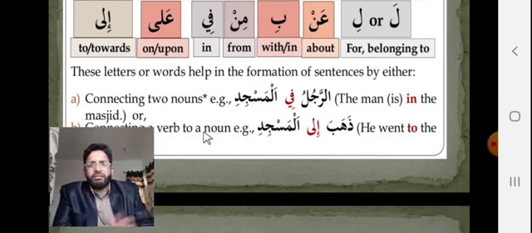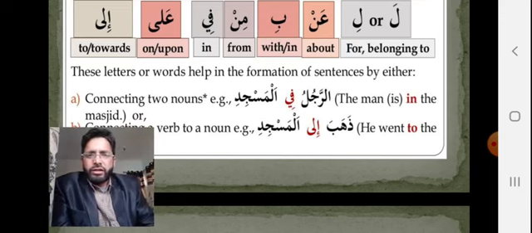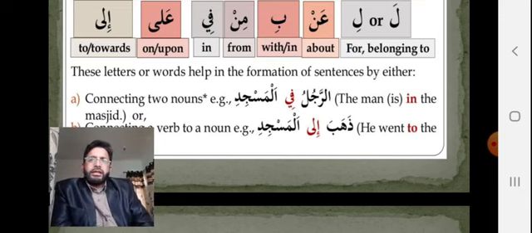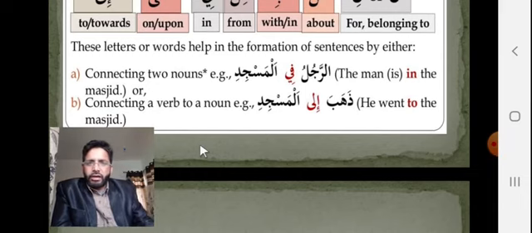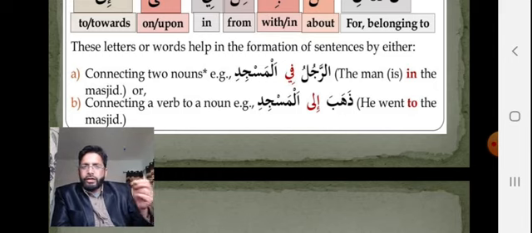There are some other prepositions as well, but they are least used in Arabic. They are not commonly used, while these were some of the commonly used genitive prepositions. And these letters or words help in the formation of sentences by either connecting two nouns or connecting a verb to a noun. Suppose when they connect two nouns, an example is ar-rajulu fil masjidi. Ar-rajul is a noun, al-masjid is also a noun. So fi, we use it in between the two nouns. It connected these two nouns.